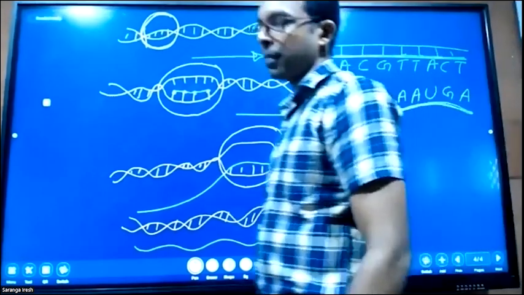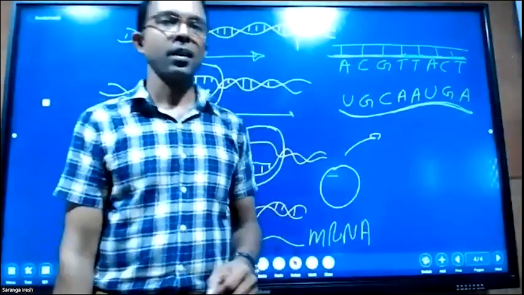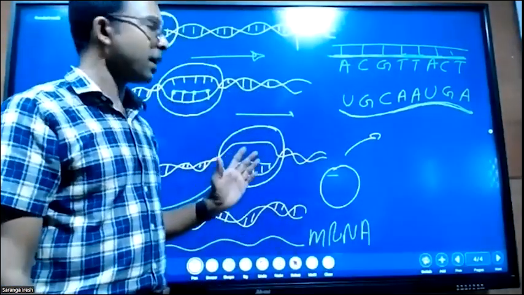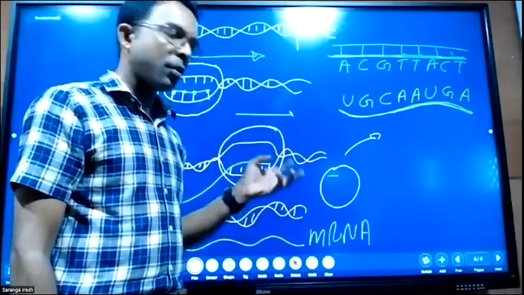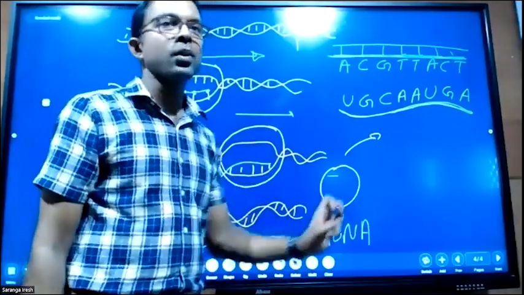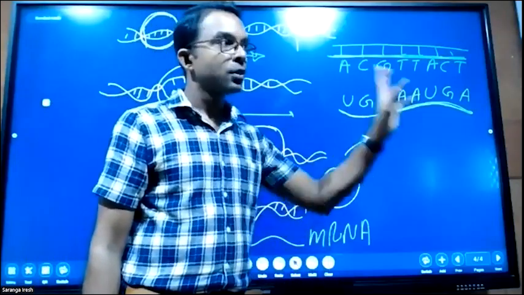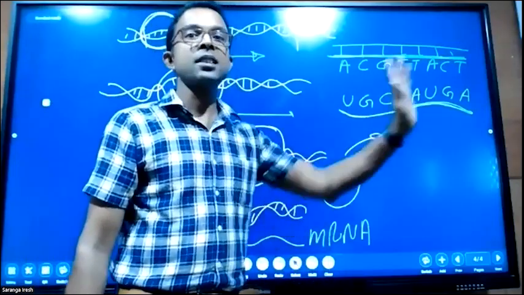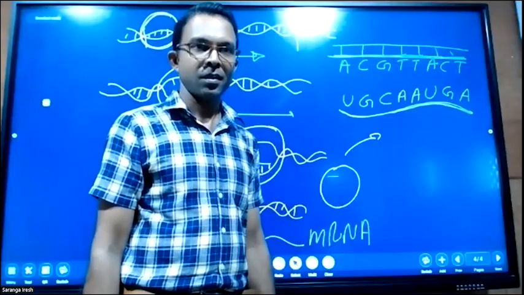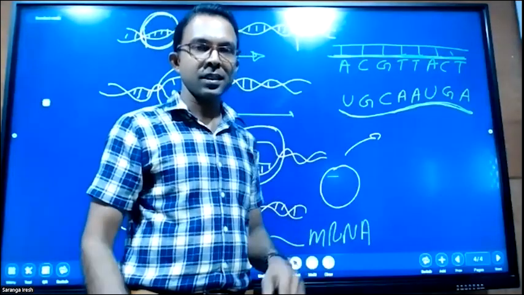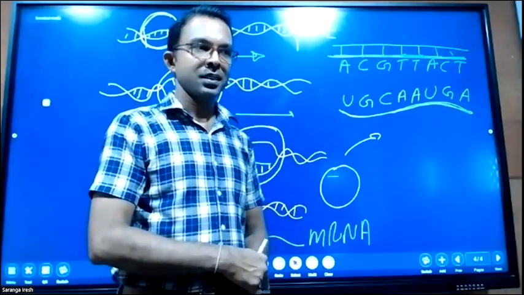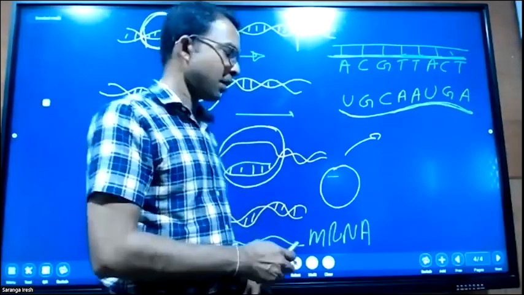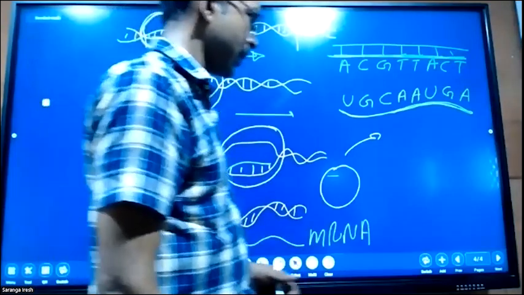Messenger RNA. Now this messenger RNA is synthesized inside the nucleus. Now it will come out from the nucleus through the nuclear pores to the cytoplasm for the next step. Is that clear? Yes, sir. Transcription process. Navindu? Yes, sir, clear. Okay.